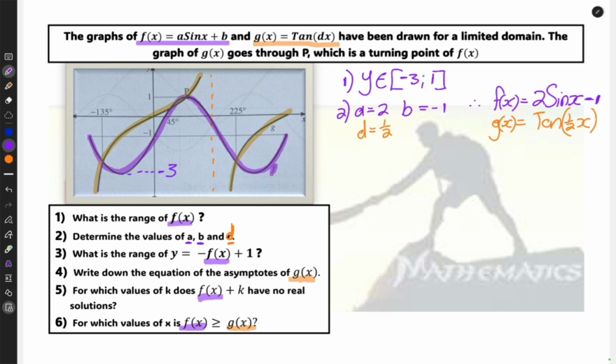Question 3 is now one of those questions where in an exam they really want to trick you. Now, what is the range of y if y is minus f(x) plus 1? Please don't try and draw a new graph on this. Just take the range that we worked out in question 1 and then manipulate it like they're asking. So they are telling you to multiply each y value by a minus and then add 1 to that value.